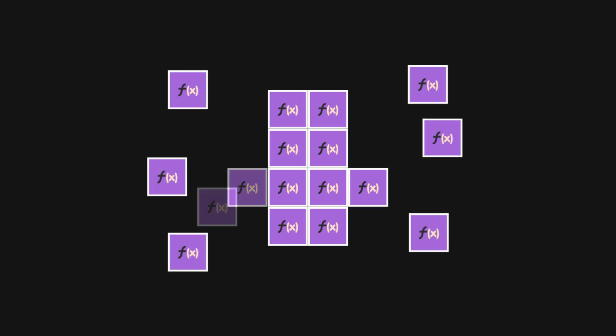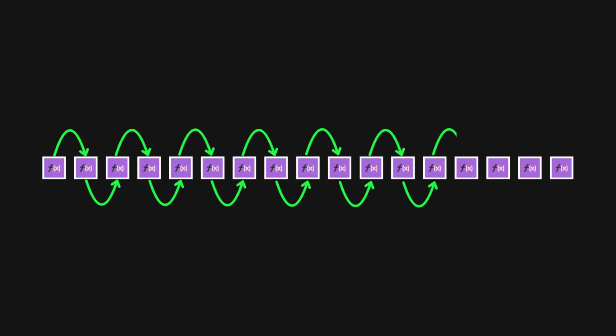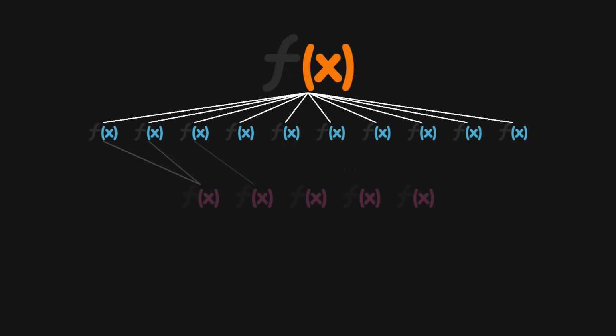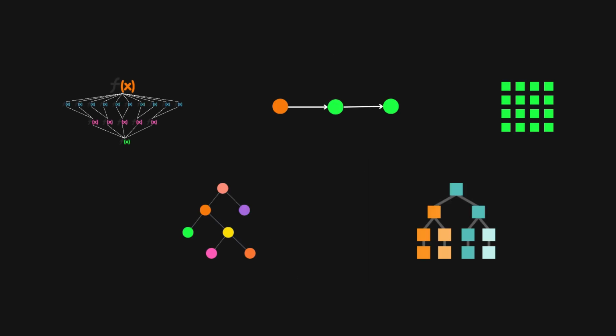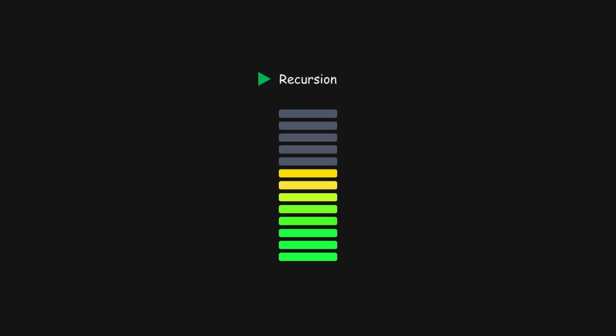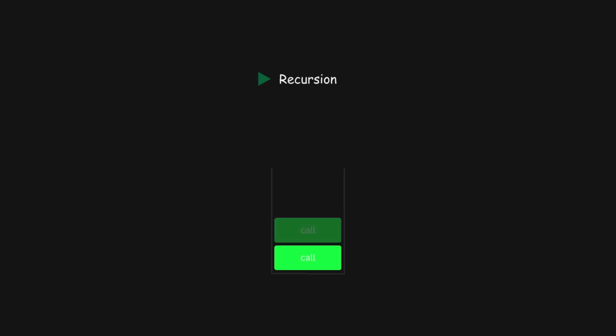Recursion, where a function calls itself to solve smaller instances of the same problem, is used in tree traversals, divide and conquer algorithms, backtracking problems, dynamic programming, and many more. But you know what? Recursion can lead to high memory usage and potentially a stack overflow error.